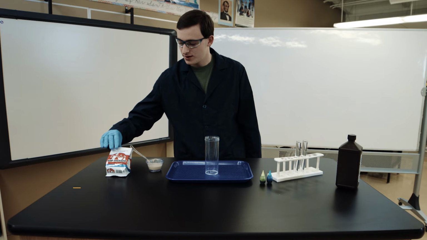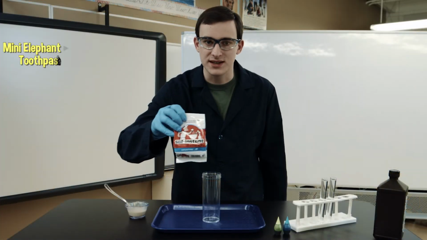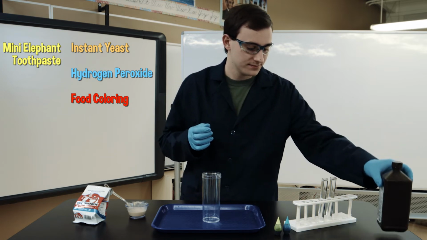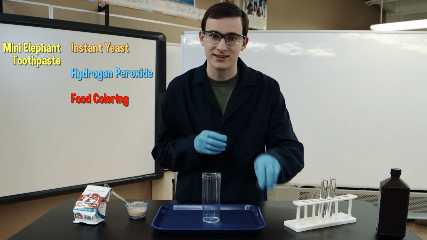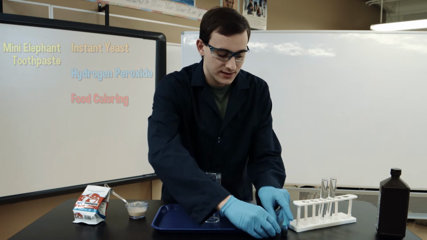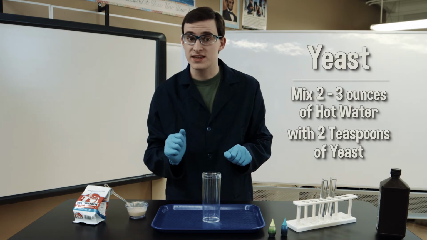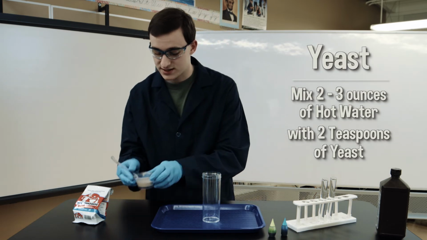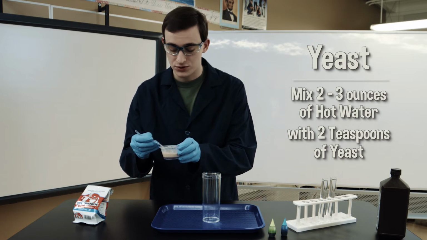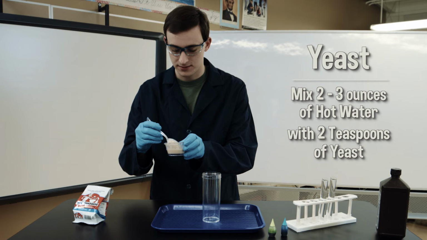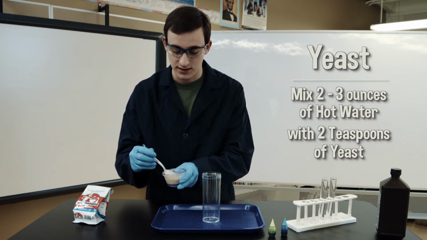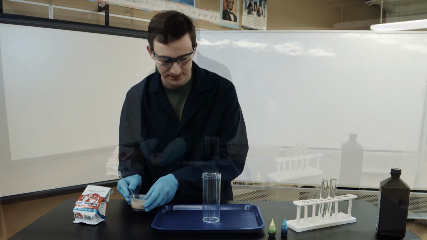So this is a great do-it-yourself experiment based off of elephant's toothpaste, but this is an experiment you can do at home. So for this experiment, you'll need some instant yeast, some 3% hydrogen peroxide, and food coloring to make your own elephant's toothpaste colors. All right, so to prepare the yeast, I mix some hot water, about 2 or 3 ounces, with 2 spoonfuls of yeast. And I just got some hot water as hot as you can get and mixed it with the yeast till it was a concentrated solution.